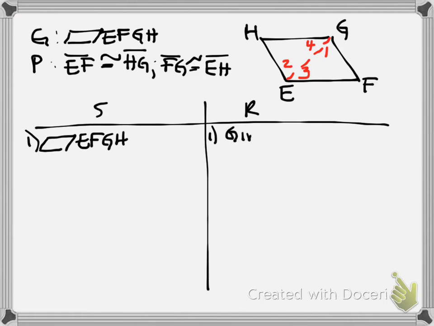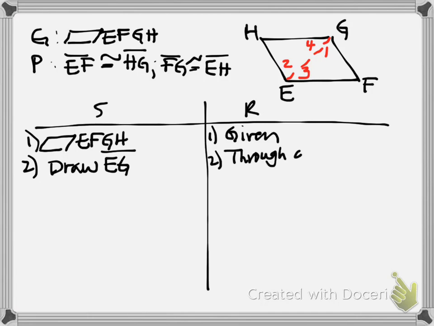So that's your given. And then we're going to draw a segment EG. Now notice that we've not drawn it so we have congruent angles, we haven't drawn it so it's perpendicular, we haven't drawn it so it's parallel to anything. So this is when we get to use the postulate 6: through any 2 points, there is exactly 1 line.